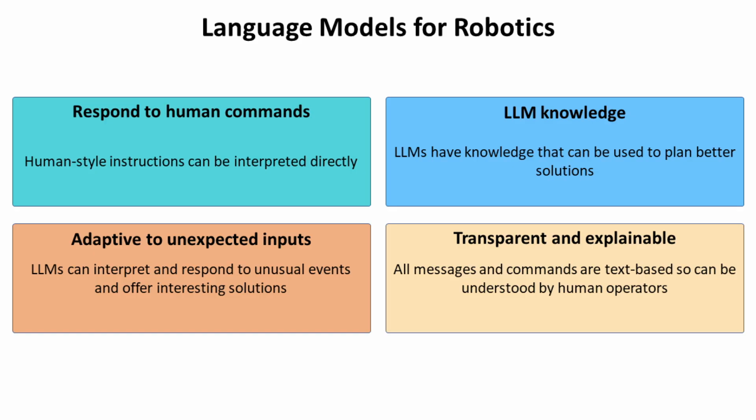The use of language models in robotics is a relatively unexplored but exciting new research direction, and it has a few key advantages. The first is that it should be able to respond to human-style commands automatically, so the type of order that we give a human to do this or do that can be given straight to a robot and be understood. Secondly, language models have a large amount of knowledge from the data they're trained on that they can call on to enrich a solution.